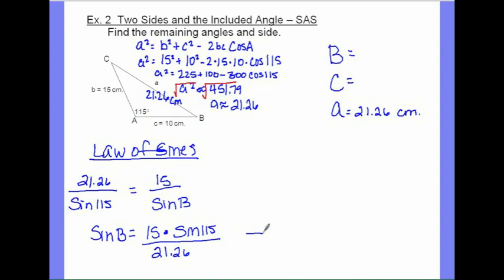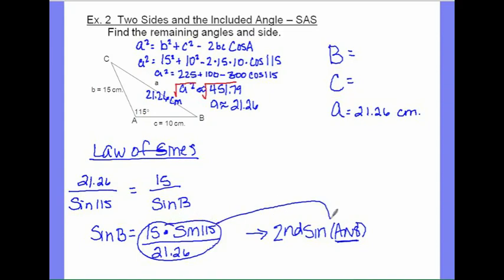I'm going to write over this way, because if I write down here it might get knocked off. Remember, if you're finding an angle, you have to hit the second button. So you're going to go second sine of your answer being whatever this is. So how many degrees is that? That's going to be approximately 39.75 degrees for B.